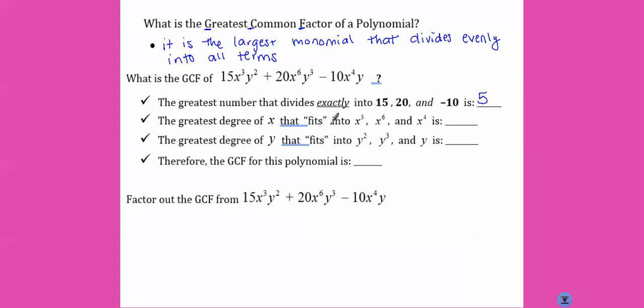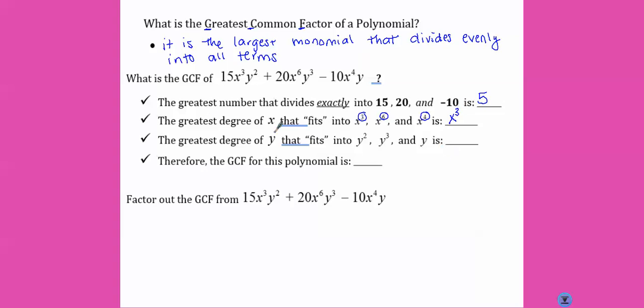What can we take from all the x's? What's the greatest degree that divides into all of them? So we have a 3, a 6, and a 4. Let's pretend this is money. If I need to borrow money from all 3 of these people, they're all going to give me the same amount. The most anybody could give me is 3 because that would wipe this person out of money. So it'd be x to the 3rd.